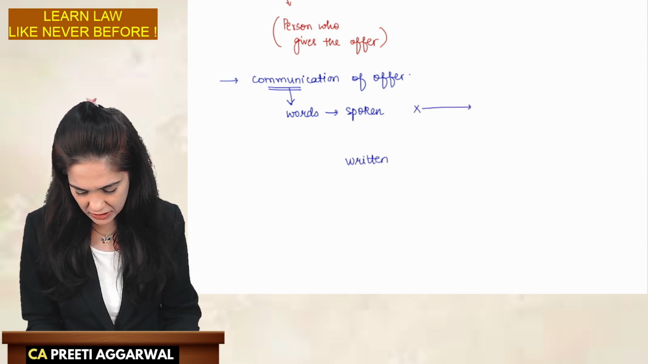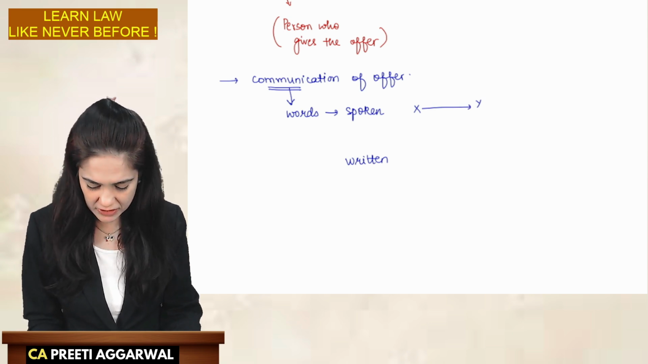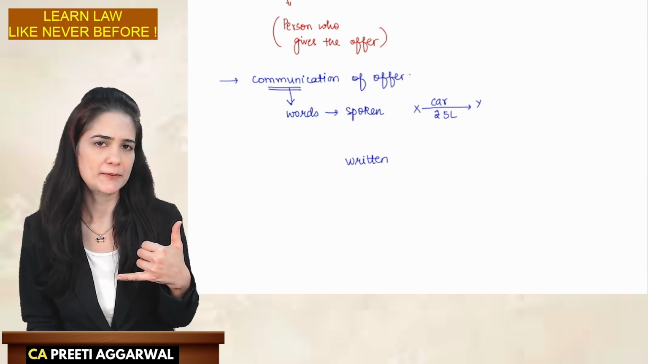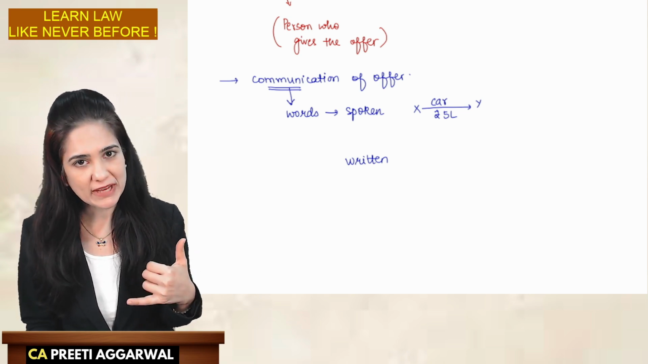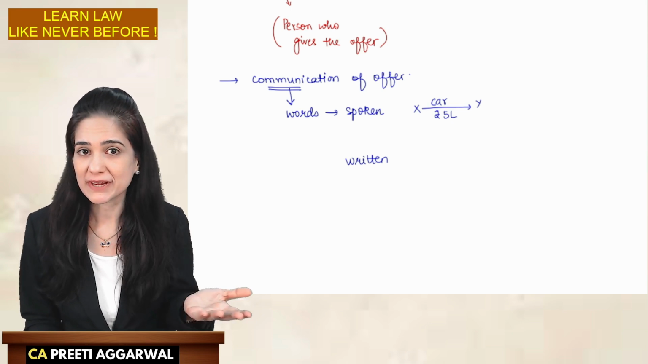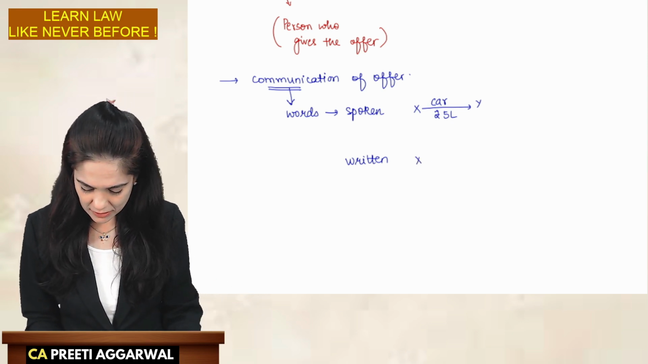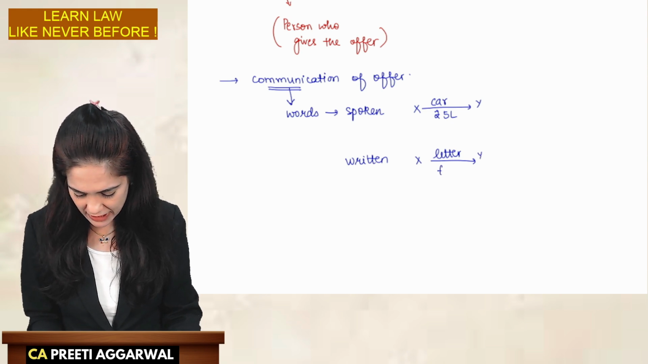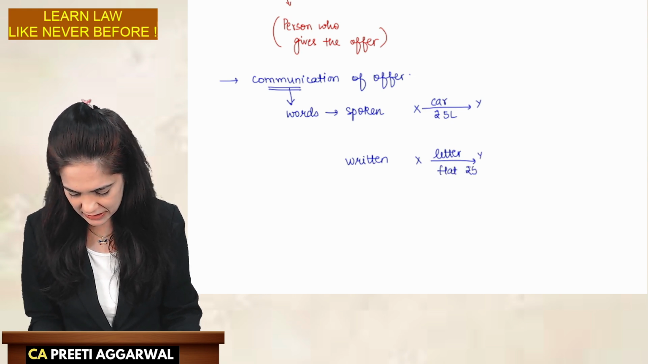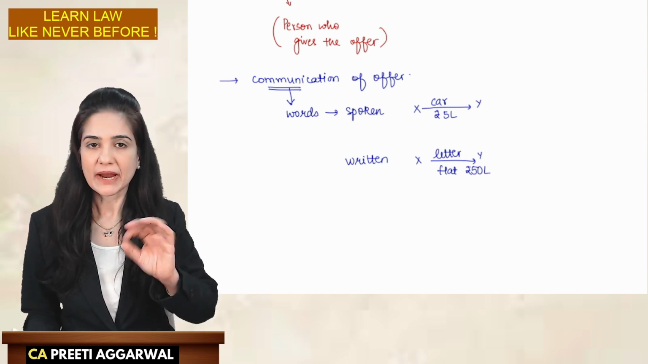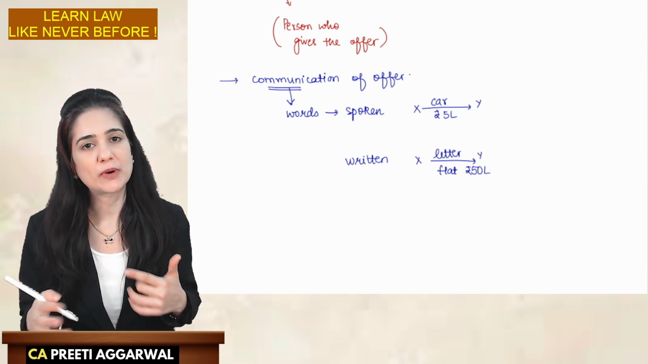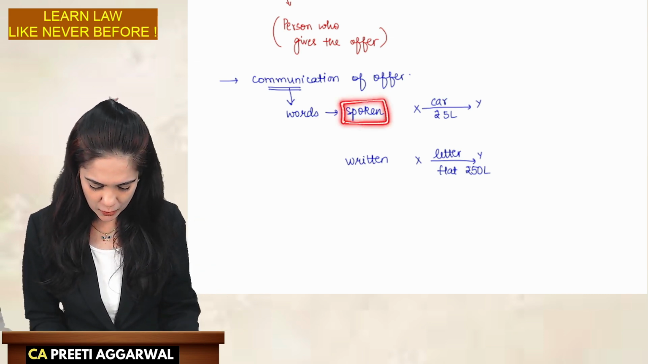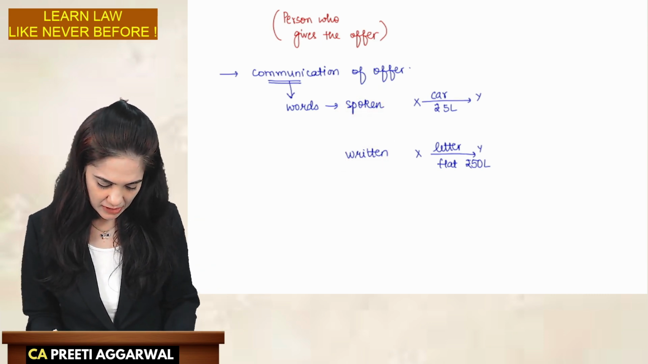X offers to sell his car to Y for rupees 5 lakhs. So he called up Y: do you want to buy my car for 5 lakhs? It's an oral offer, but he's communicating. X wrote a letter to Y offering to sell his flat for rupees 50 lakhs. So he's writing a letter. Communication is taking place via letters. Words are used. Words may be either spoken or written.